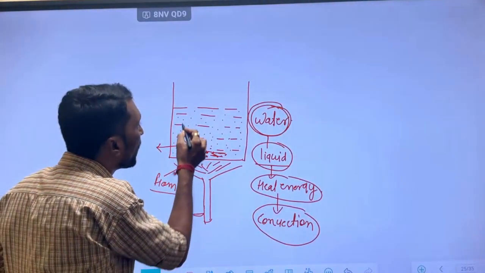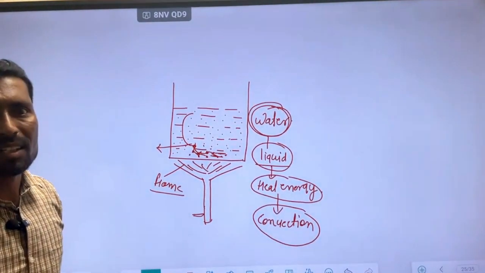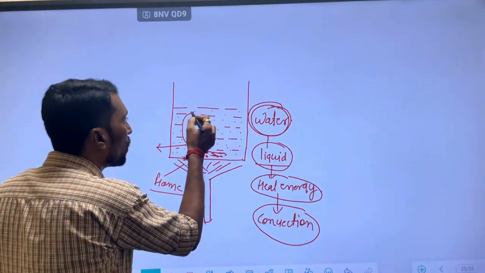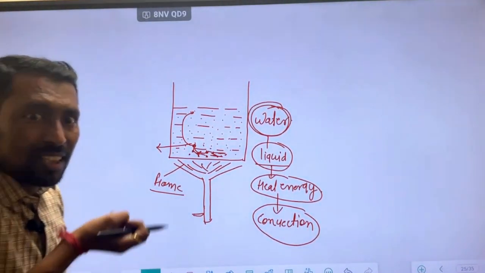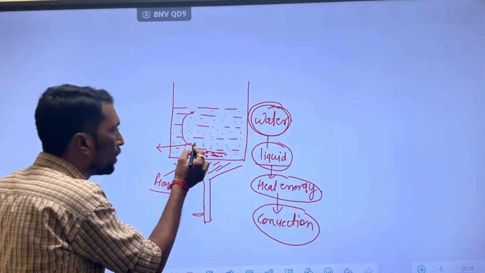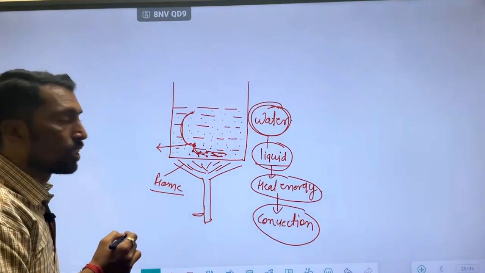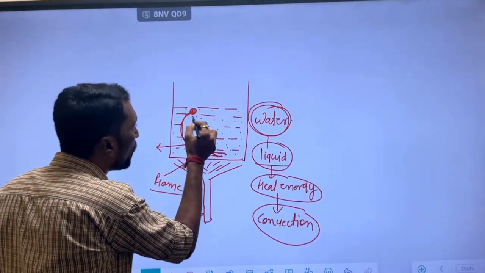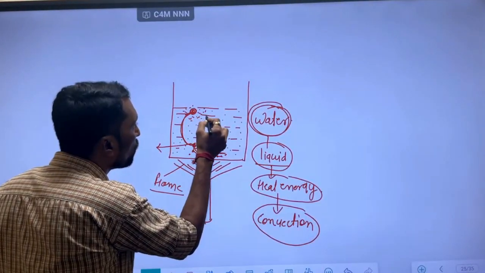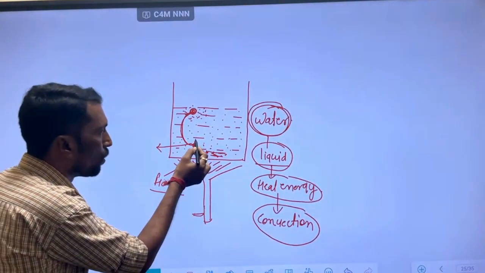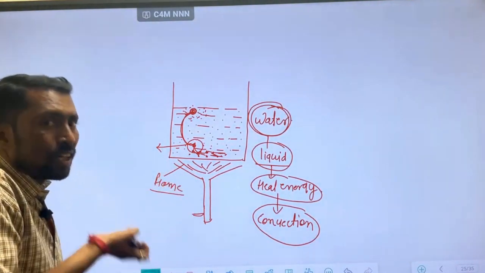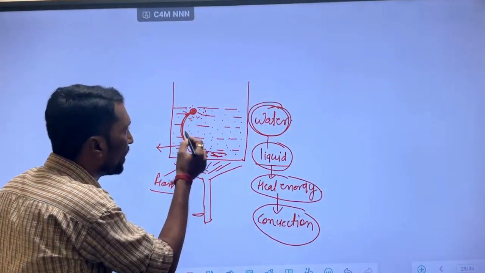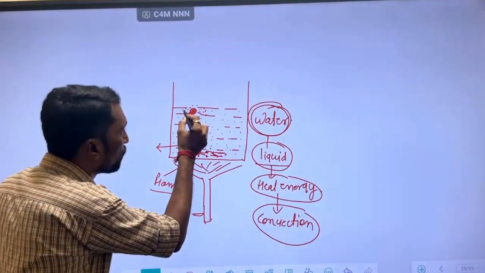After that, they move in an upward direction because they got the heat energy. Due to that, they go in an upward direction. In that upward direction, these particles are surrounded by the cold water molecules. The hot particles were present here, and as soon as they absorbed the heat energy, they go upward. At that place, the water molecules are present.